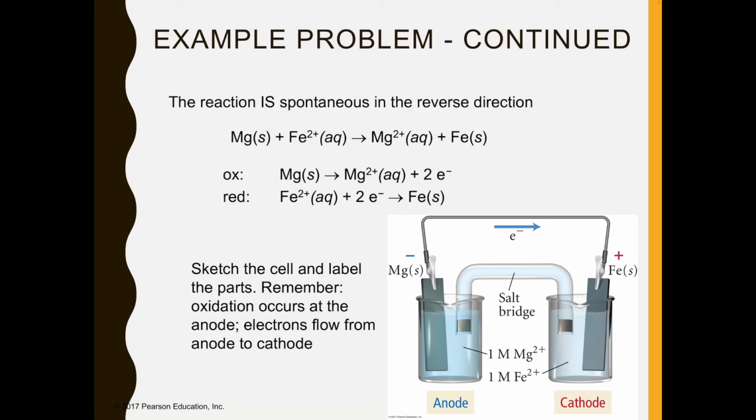So we would have our oxidation occurring at the anode. So magnesium 2+ would be changing into magnesium. Our electrons are going to flow from the anode to the cathode. Our iron would be going from Fe2+ to iron solid, and that would be occurring at the cathode. And again, don't forget the salt bridge. The salt bridge is a really important part, and people tend to leave that out.